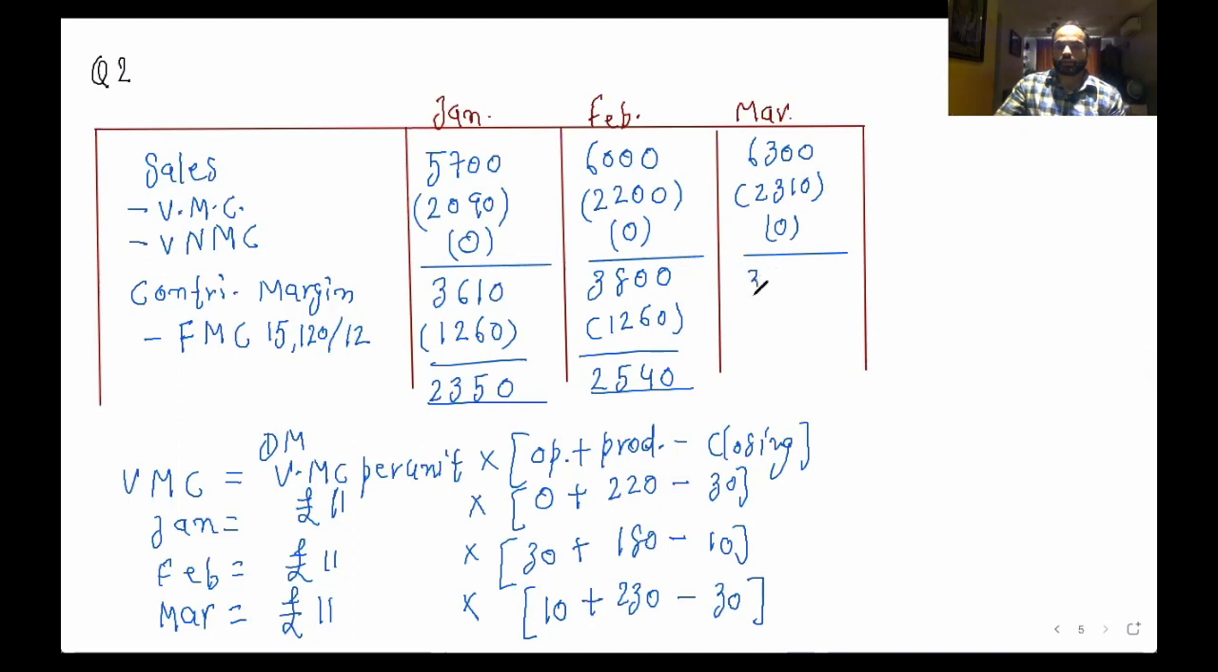$3,990. That's right, 3,990. And fixed manufacturing cost will be the same, which is 1,260. So how much is the profit for the month of March? 2,730. Right? So this is your profit for 3 different months: January, February, and March.